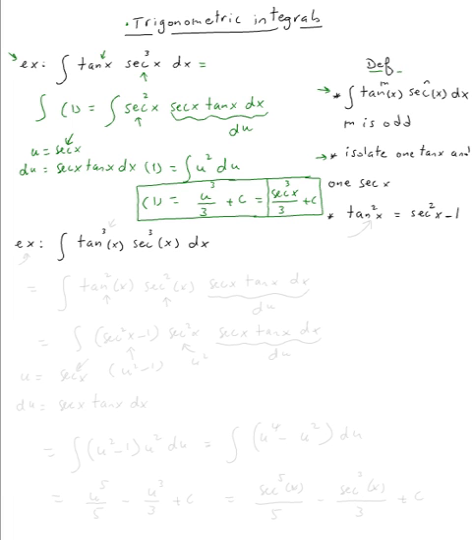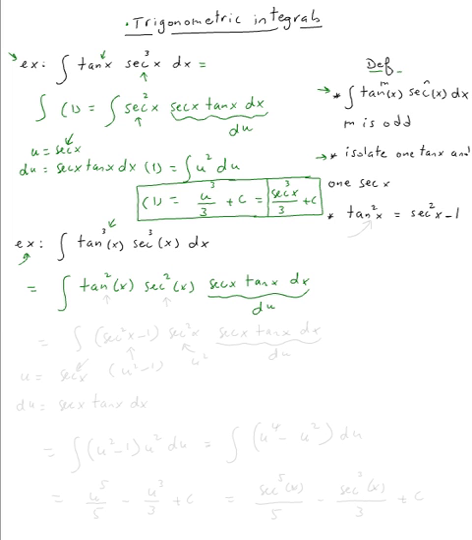Alright, now let's do the second example. Integral of tangent cube of x secant cube of x. Same thing. The power of tangent is odd, so we pull one tangent and one secant. If we pull one tangent, we'll have tangent squared left. And then we pull one secant, we'll have secant squared left. So this will be secant tangent dx, and of course we want this to be du.